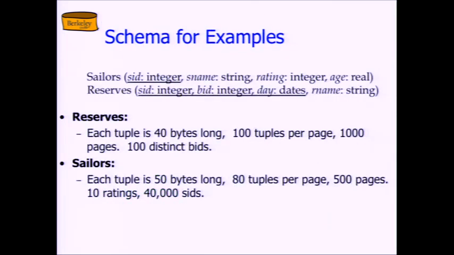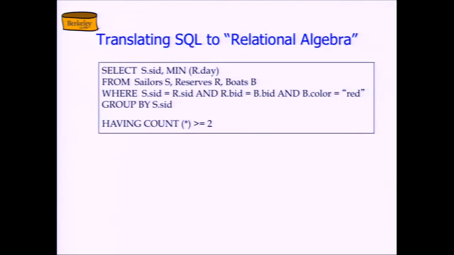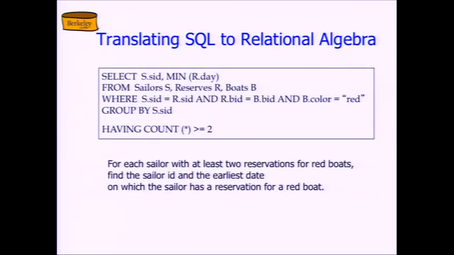Here's our schema, sailors and reserves. I thought maybe we would skip through this, but no. Let's translate this SQL to relational algebra, as we talked about at the beginning. So here's a somewhat more complicated query. We're joining 3 tables, sailors, reserves, and boats. And the reason we're doing that is we want to look up properties of the sailor and properties of the boat for each reservation.